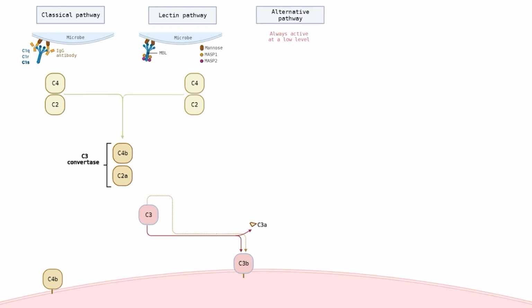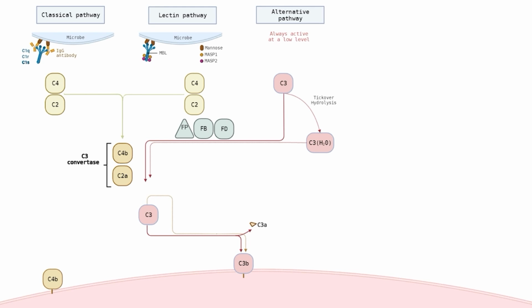The alternative pathway is continuously active at a low level through spontaneous hydrolysis of C3, forming C3H2O. This process is termed tickover. Activated C3H2O binds to factor B, generating C3H2OB. Factor B is then cleaved by factor D and generates the alternative pathway C3 convertase. This enzyme catalyzes the cleavage of C3 molecules, generating activation products C3a and C3b.